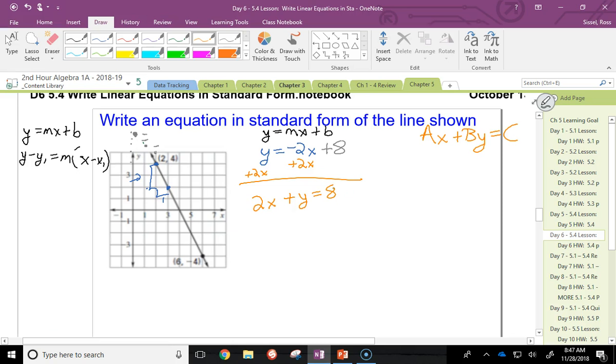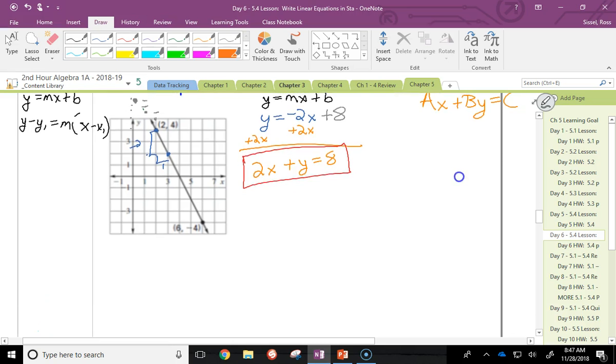We're done? Wait, we are? Is a and x on the same side? No. Is there any fractions? No. Any decimals? No. Is a positive? Yeah. We're done. Yes. That would be our answer. That's all we had to do.